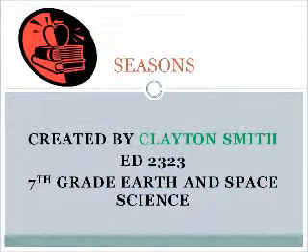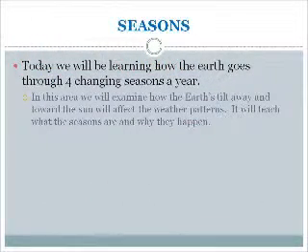I am doing this video over 7th grade Earth and Space Science, and it is going to cover the changing seasons of the world. Today, we will be learning how the Earth goes through 4 changing seasons of a year. In this area, we will examine how the Earth's tilt away and toward the sun will affect the weather patterns. It will teach what the seasons are and why they happen.